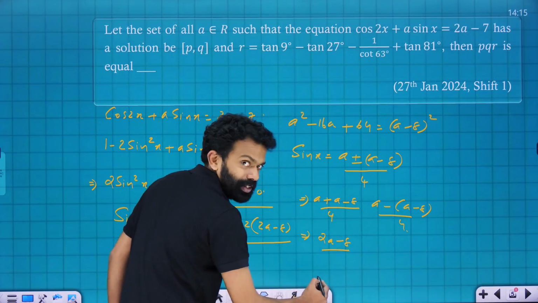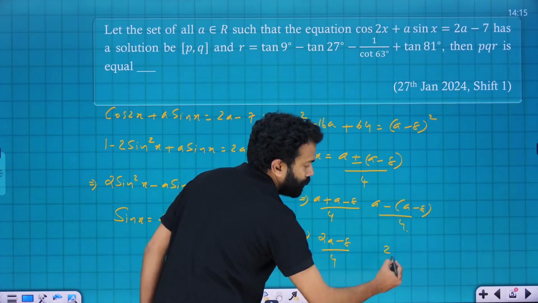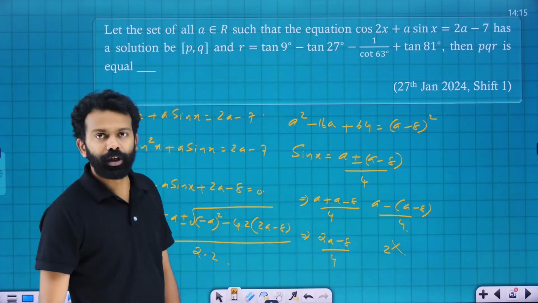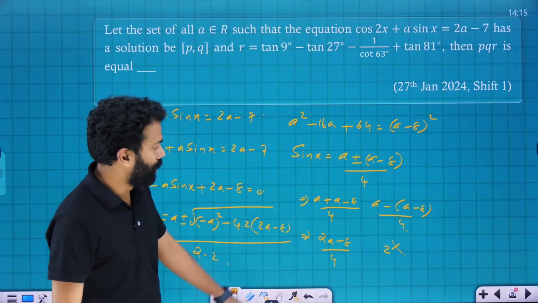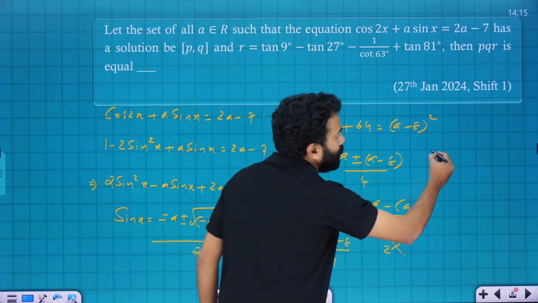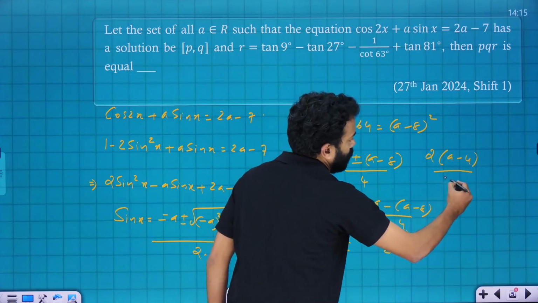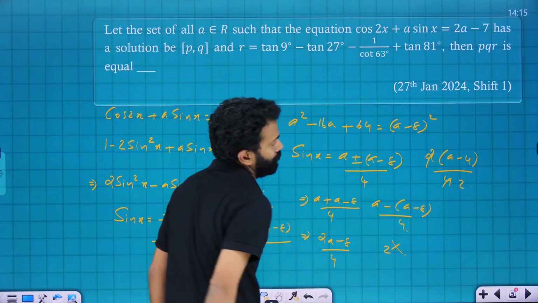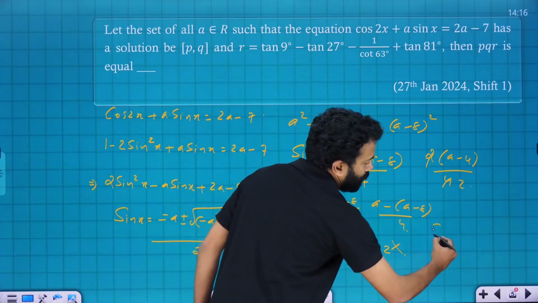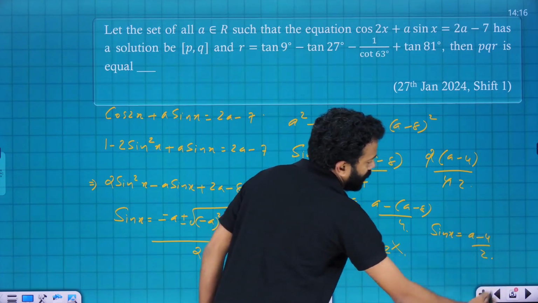It's a slightly lengthy question. And this becomes 8 by 4, that is 2. Okay, easy. We cannot accept 2. Why? Because the maximum value of sin x is 1. And this 2a minus 8 can be further reduced as 2 into a minus 4 by 4 will get cancelled and becomes 2. So we got sin x is equal to a minus 4 divided by 2.